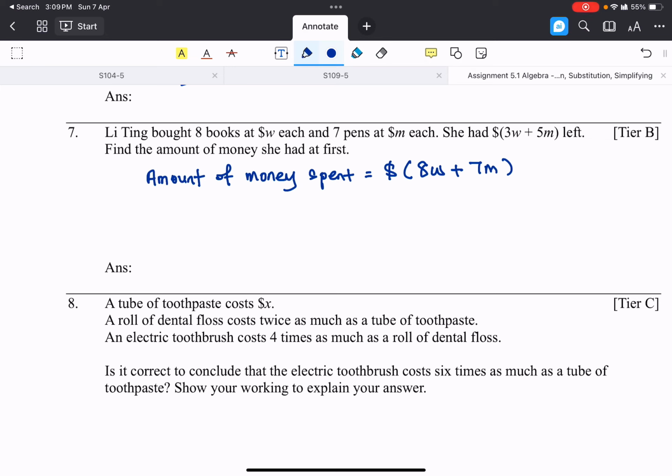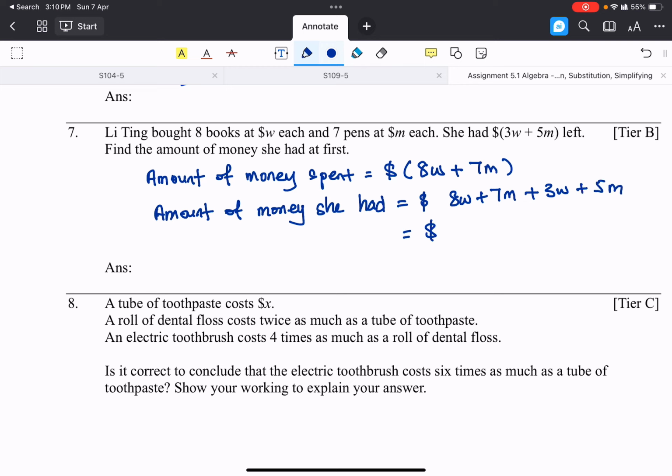Therefore, the amount of money she had will be equal to 8W plus 7M plus 3W plus 5M. Simplify this together, we have 11W plus 12M. And of course, we can add the parentheses for clarity and neatness.